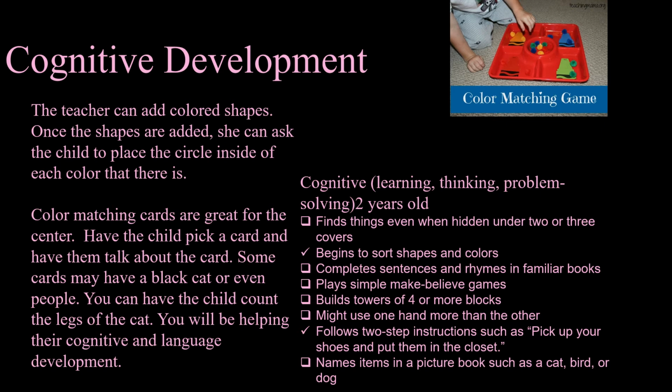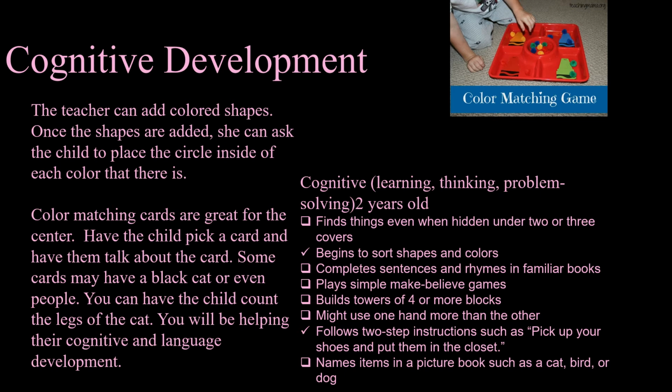Color matching cards are great for the center. You can have the child pick up a card, and some of the cards may have a cat, some of the cards may even have people. You can have the child count the legs of the cats. So you're helping with not just cognitive development, but language development as well.